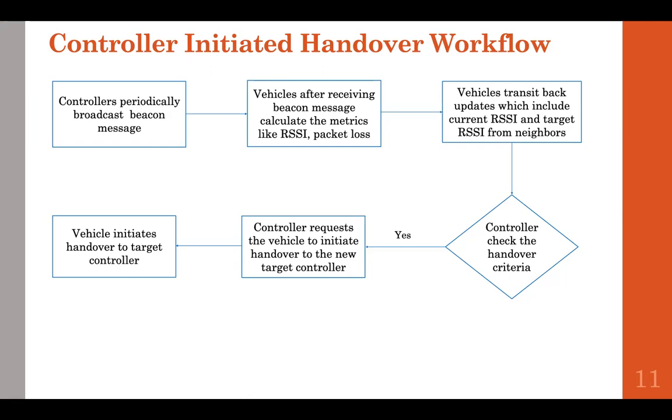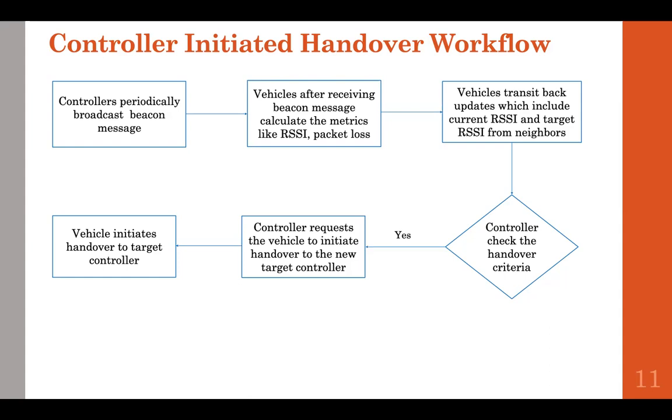the beacon message, it calculates the RSSI and the packet loss for the respective controllers. Then it updates the controller with the information saying that this is the RSSI I'm getting from you and from the neighboring controllers, along with other metrics. Based on the information received from the vehicle, the controlling controller decides whether the criteria for handover have been met for this vehicle or not. For example, if it is RSSI based, it will check the RSSI value which is being sent by the vehicle.